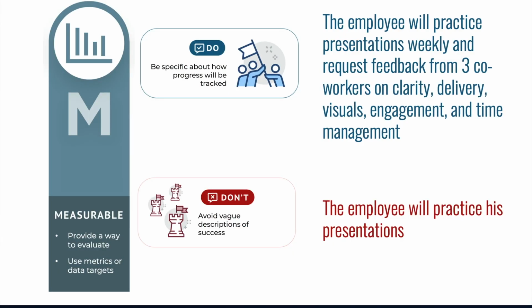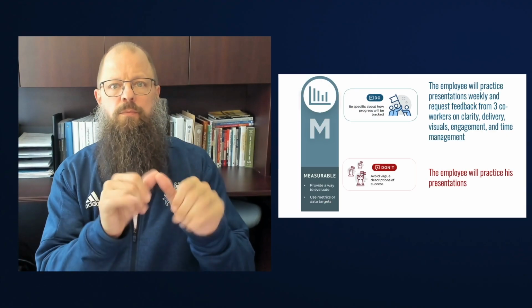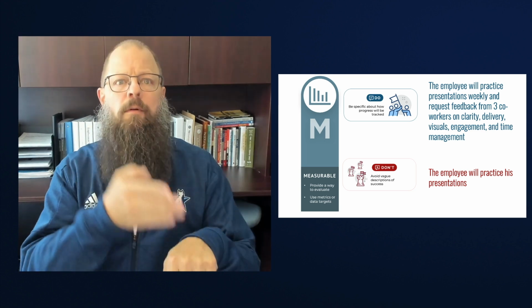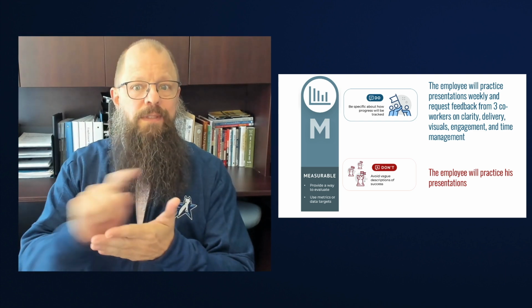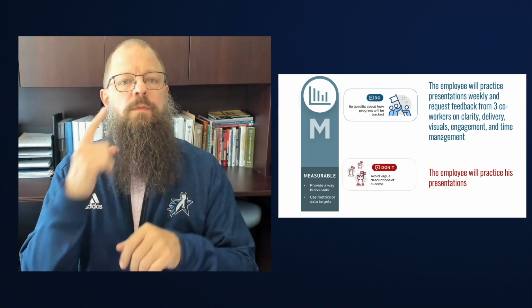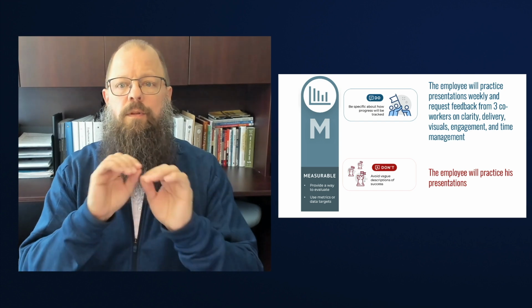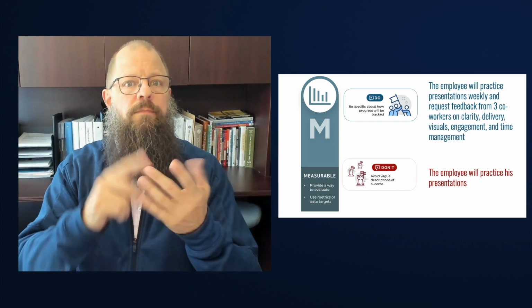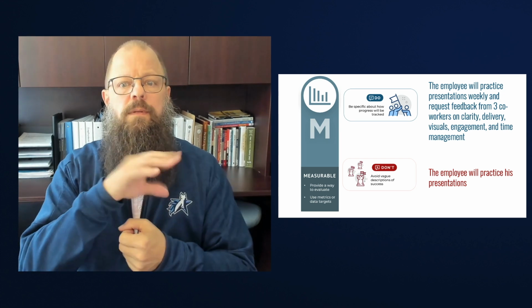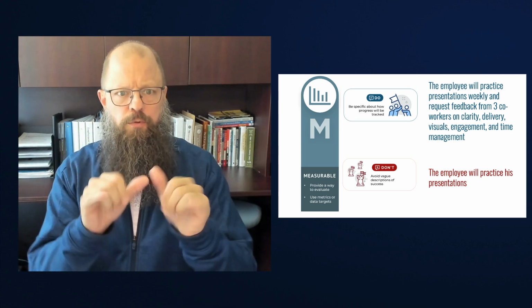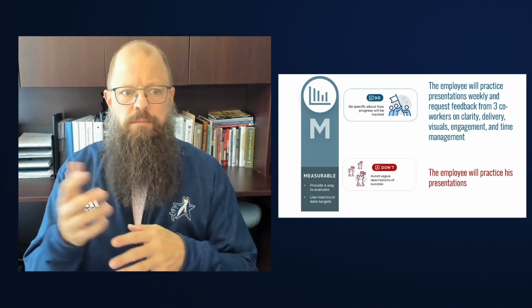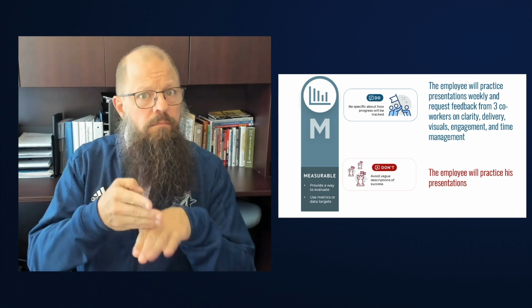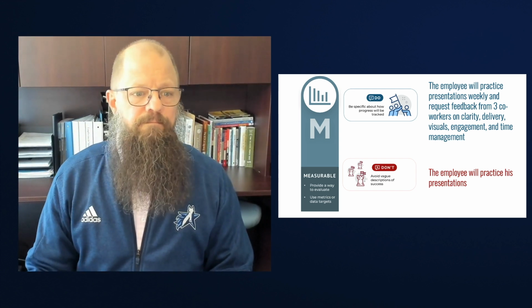The next, M, measurable. Meaning that the employee is able to measure their progress, seeing that they are on track. For example, the employee will practice presentations weekly and request feedback from 3 coworkers on clarity, delivery, visuals, engagement, and time management. This is clear, it's measurable. A vague example would be the employee will practice his presentations. It has no indicator of measurement or how to improve.